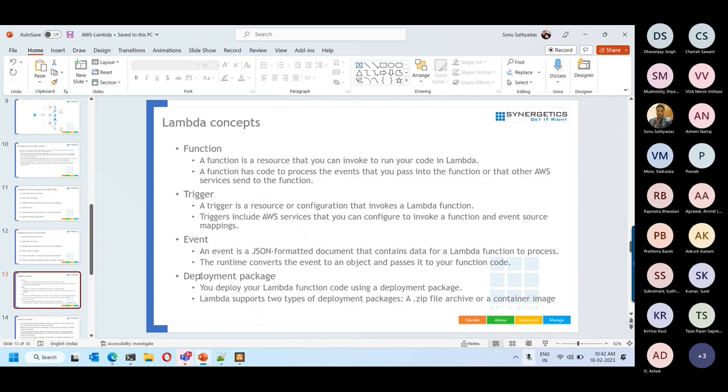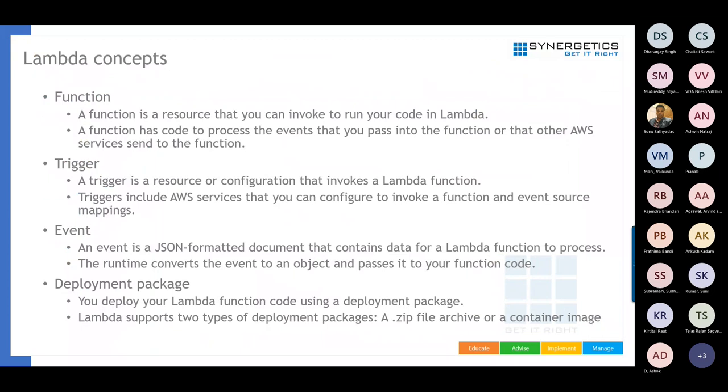Now let us see what is there inside Lambda. When you plan to create a Lambda function, it is very important to understand the different components or concepts inside AWS Lambda. The main and important part of an AWS Lambda is the function itself. Because AWS Lambda executes as a serverless function, it is the resource that you are invoking inside your Lambda.